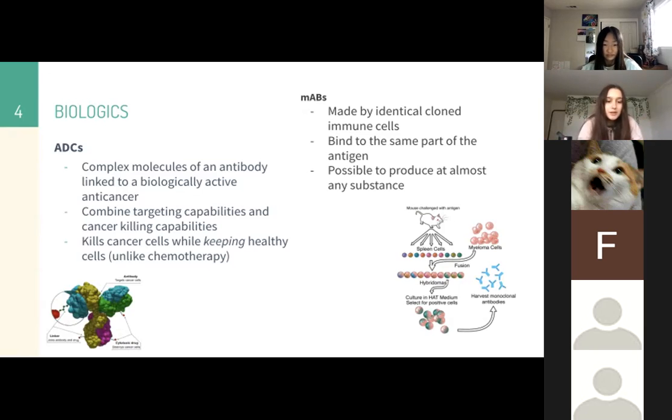And then mAbs stand for monoclonal antibody drugs, and they're made by identical cloned immune cells, and they bind to the same part of the antigen, and it's possible to produce them against almost any substance. So researchers can design antibodies that specifically target a certain antigen, such as one found in cancer cells, and then they can make copies of that antibody in the lab.